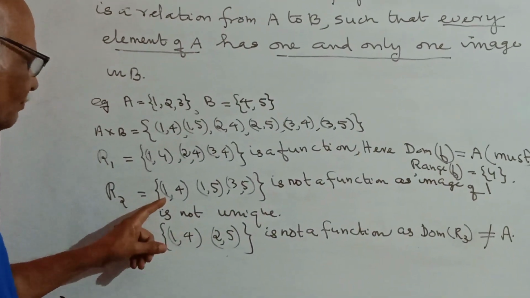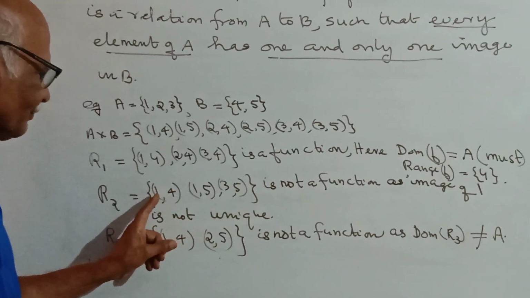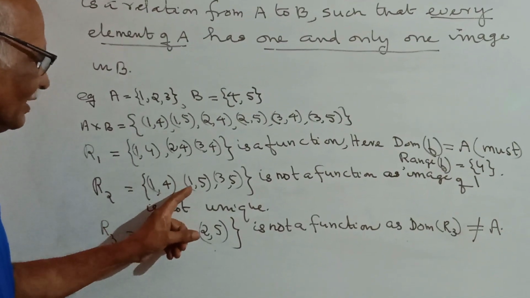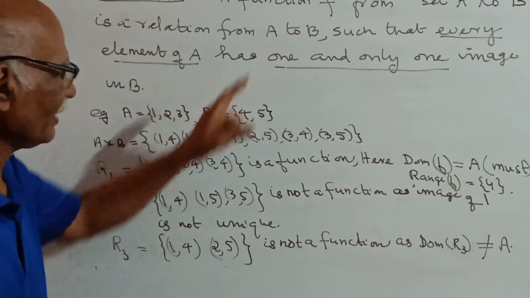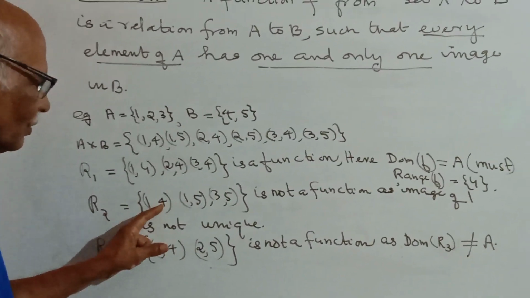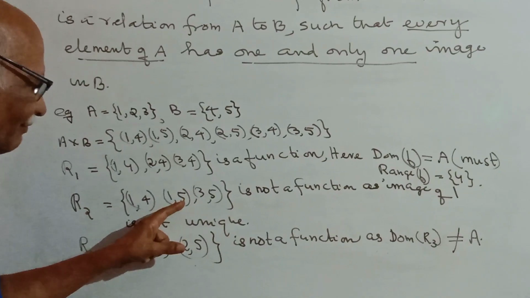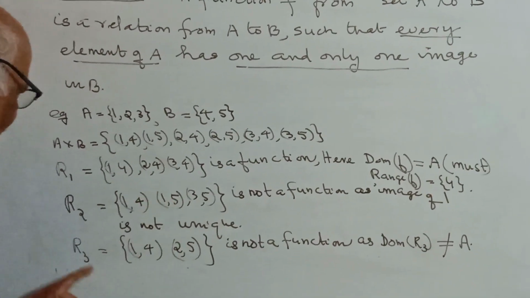Now R2: (1,4), (1,5), (3,5). This is not a function as 1 goes to 4 as well as 1 goes to 5. One and only one image, that condition is not satisfied. The image of 1 is 4, then the image of 1 is again 5. So this contradicts the definition of a function.